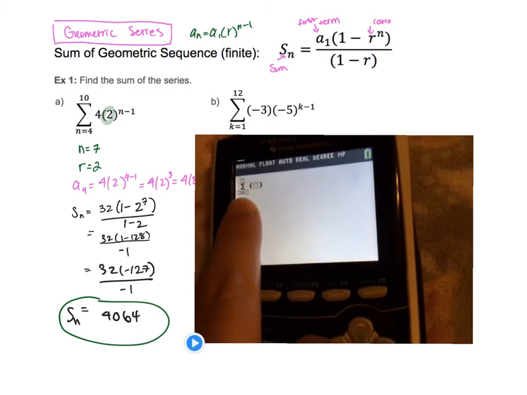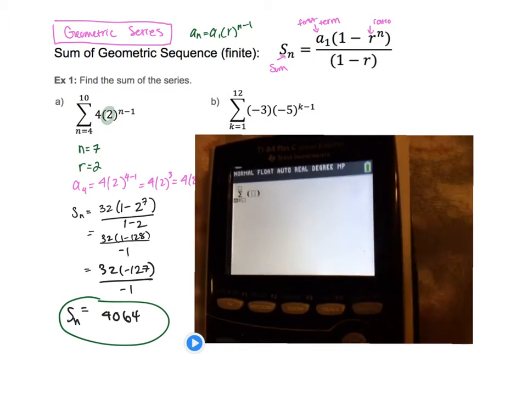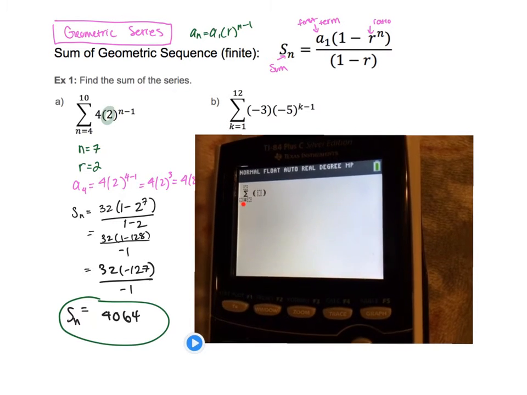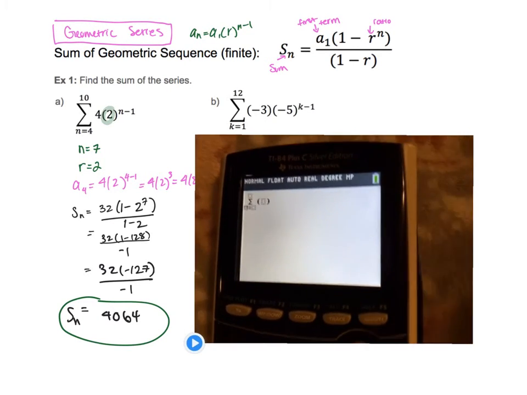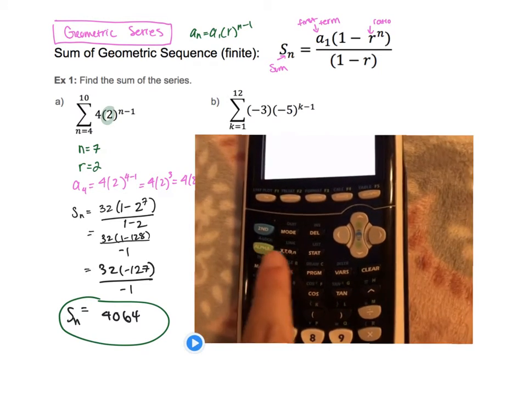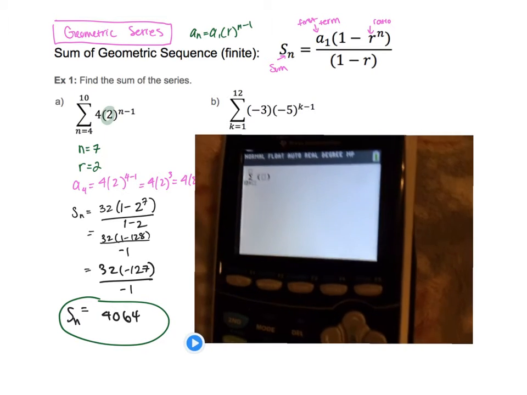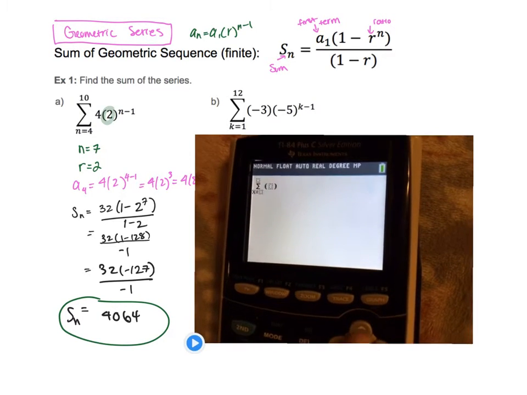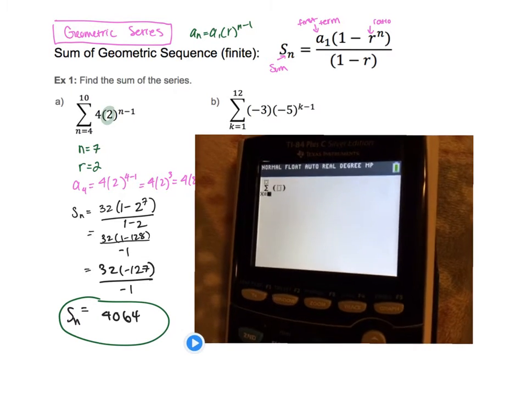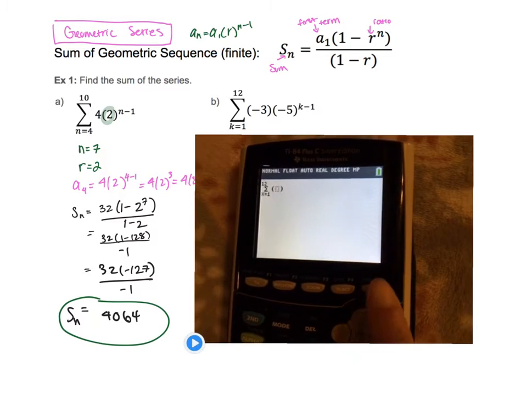Okay, notice right there where you would put your variable, your k in this case. So instead of putting k, you're going to be putting x's, okay? So that variable button that you usually use that's next to the alpha button, you're going to use x's instead of whatever variable your problem is. So now we're going to put in what our lower limit is, which is 1. Our upper limit is 12.